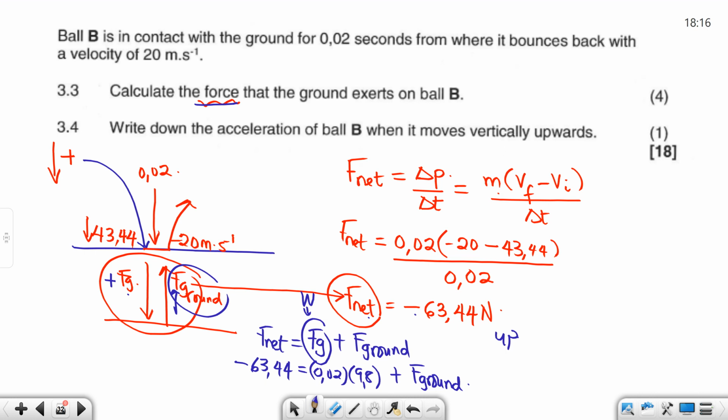Quickly, give me an answer here. Get it now? All right. What's your answer? And it makes sense that your answer is negative. Why? It is the ground that is exerting the force now on the ball, and we chose downward as positive, so anything upward becomes negative. So what is F of the ground? What did you get? Negative 63,67 newtons. Where? Up.